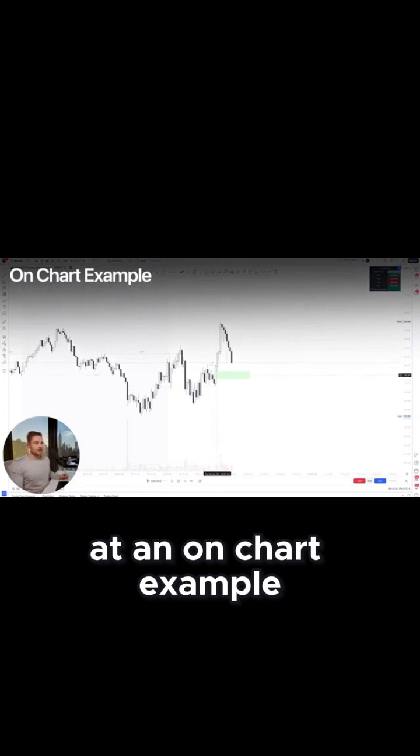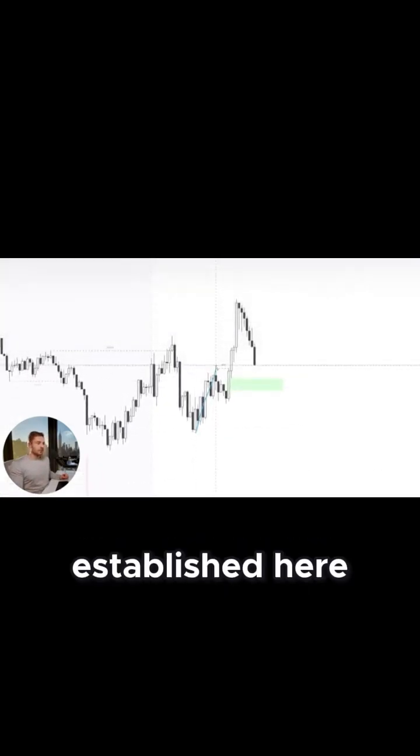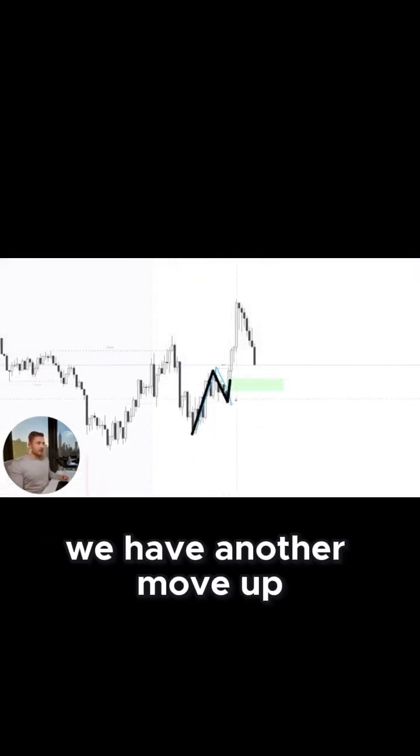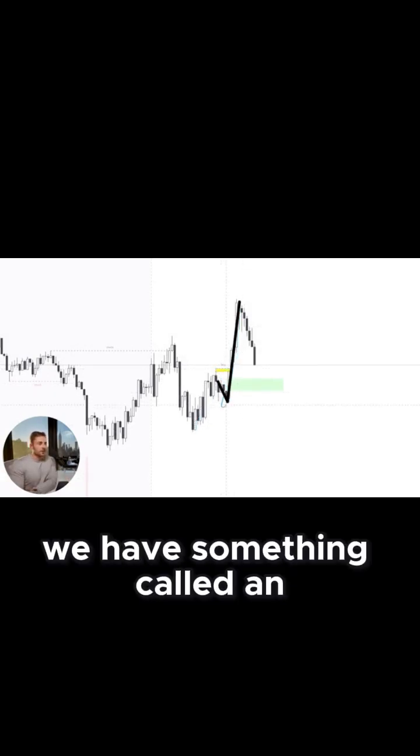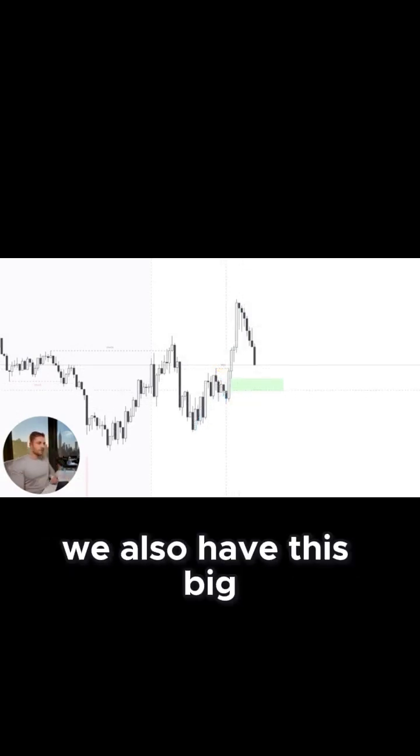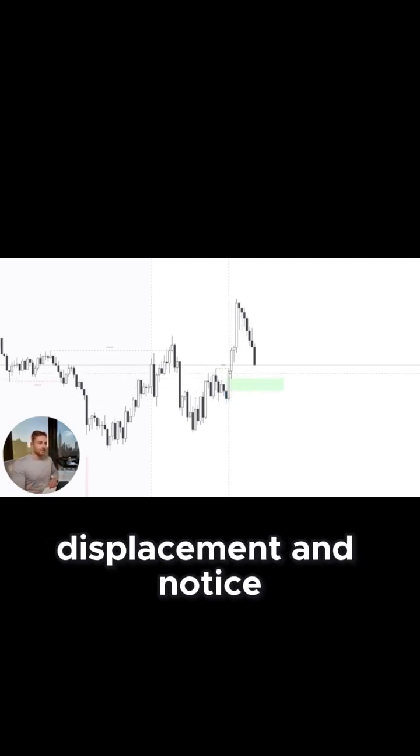So if we look at an on chart example, we have a new trend being established here. We have a move up, down, we have another move up, creating a break of structure. And you'll notice here we have something called an order block, which we're going to get to in a second. We also have this big candle, which is creating a large displacement. And notice how this candle is not overlapping this candle.